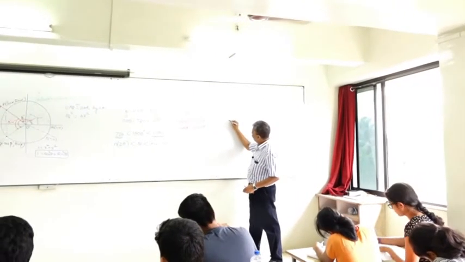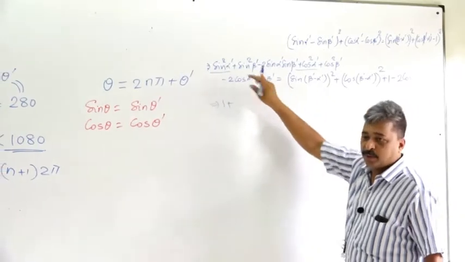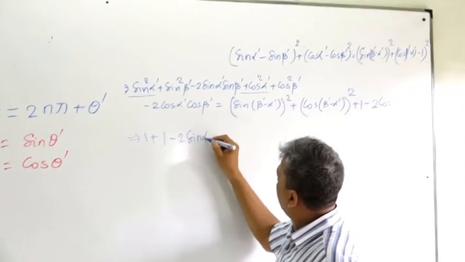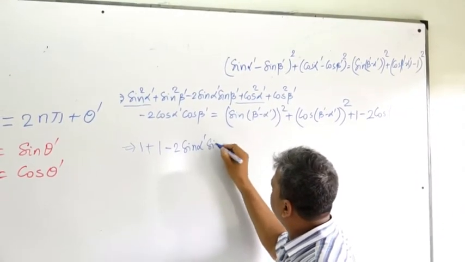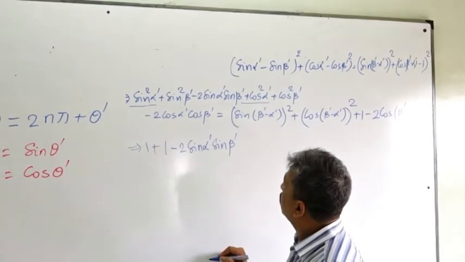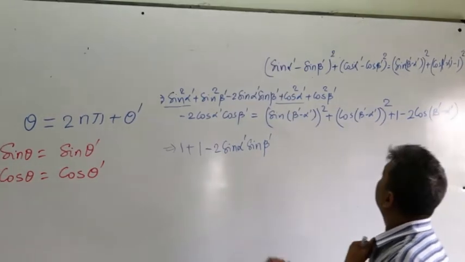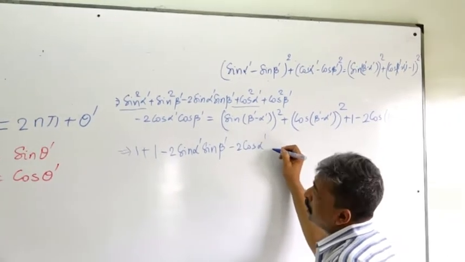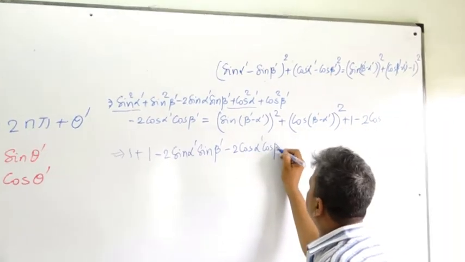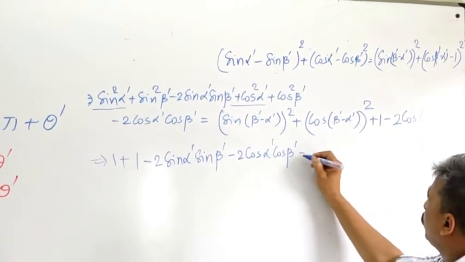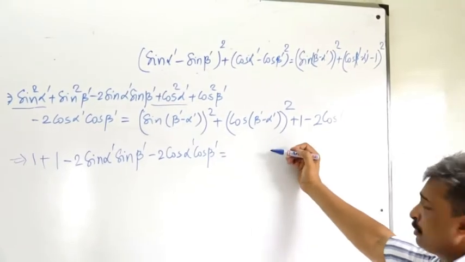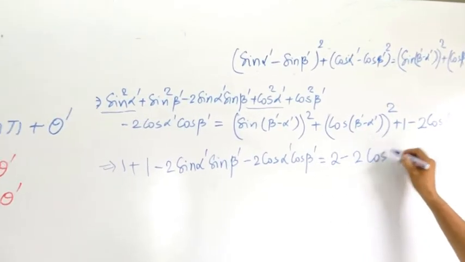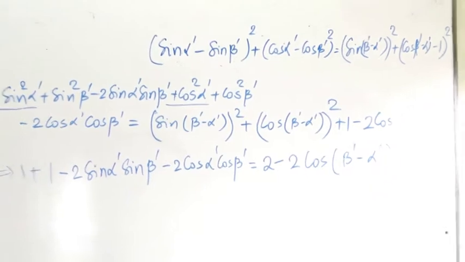So this implies 1 plus cos square beta dash plus sin square beta dash, minus 2 sin alpha dash sin beta dash minus 2 cos alpha dash cos beta dash, that is what is LHS, is equal to, again, sin square something and cos square something is 1, so 1 plus 1, 2, is equal to 2 minus 2 cos of beta dash minus alpha dash. Is that true? Is this statement correct?